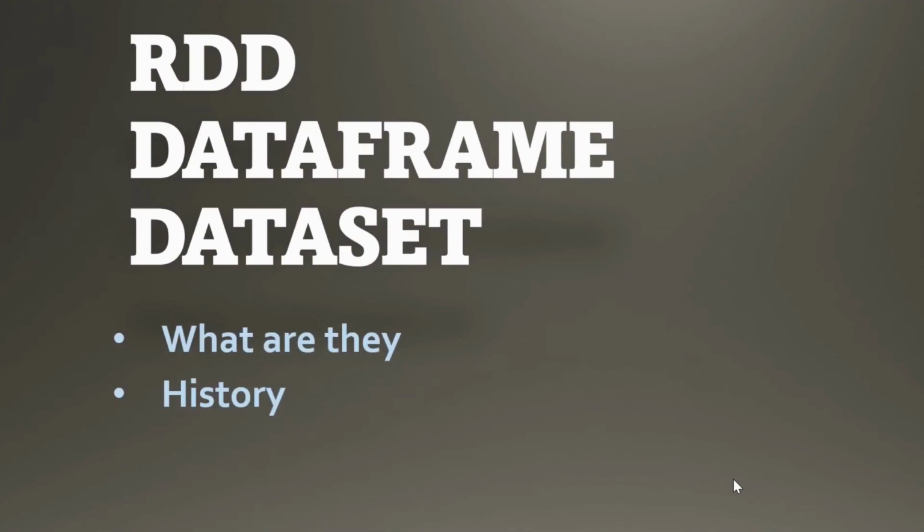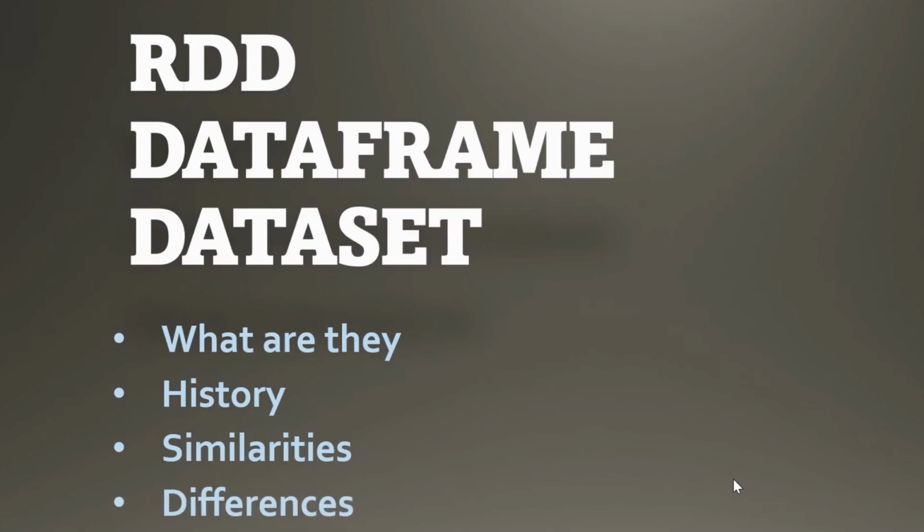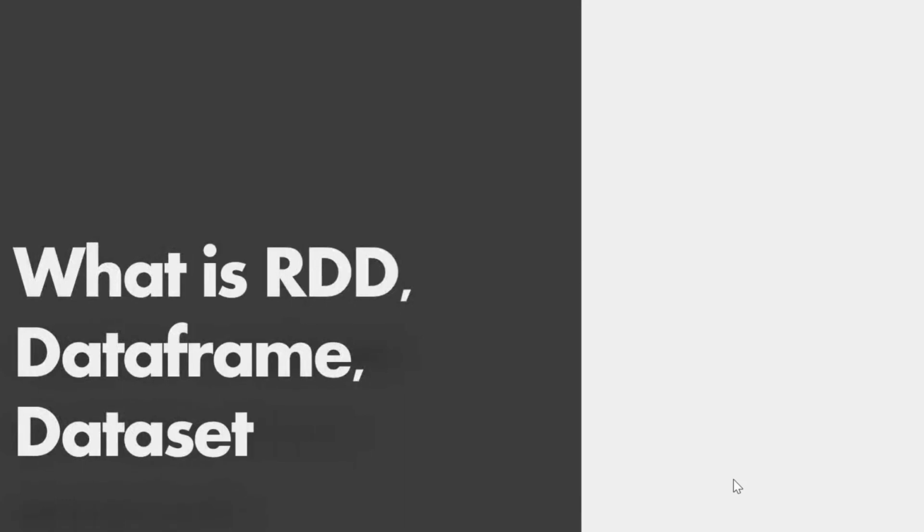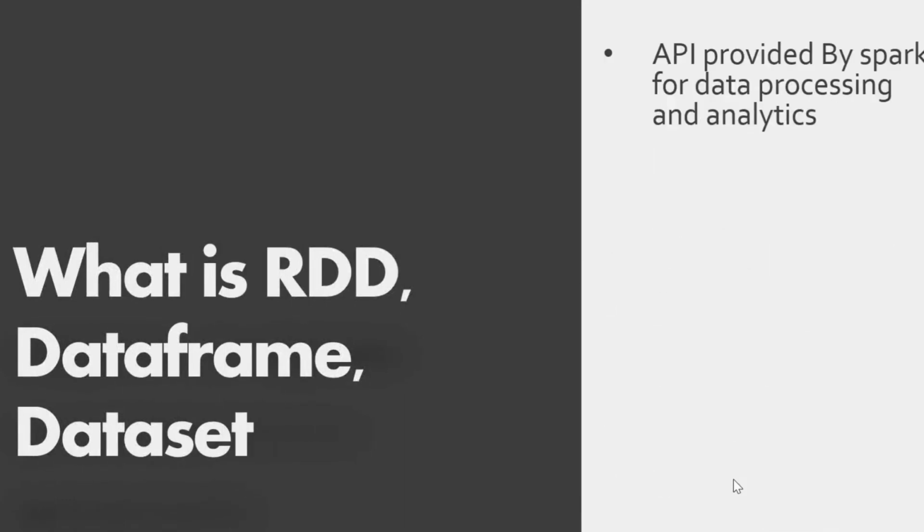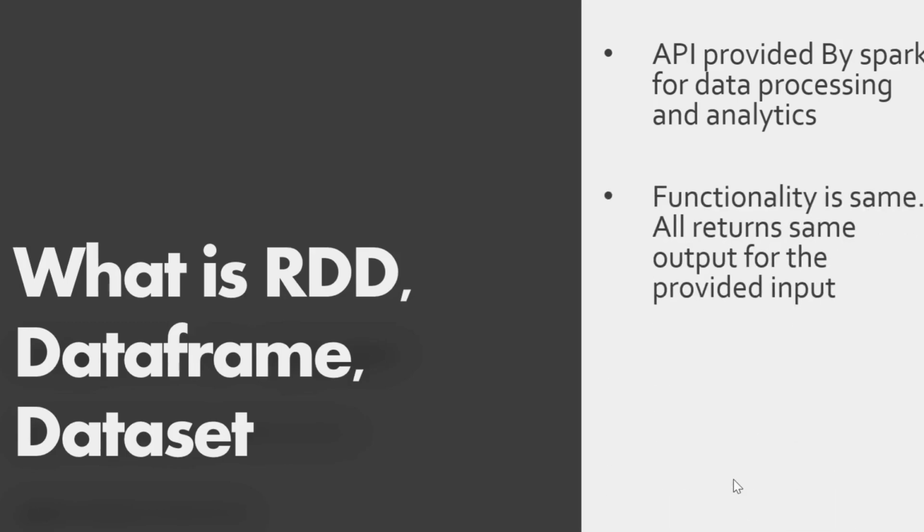So we will see what are they, what is the history of these APIs, what are the similarities, and what are the differences of these APIs. So what is RDD, data frame, and data set? All the three are APIs that are provided by Spark for data processing and analytics. And the functionality of all the three is the same.